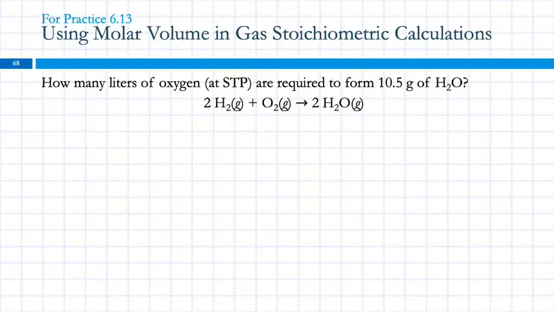How many liters of oxygen at STP are required to form 10.5 grams of H2O? So we've got the magic at STP. That means we can use the molar volume of a gas. 22.4 liters is equal to 1 mole. You can use the ideal gas law, but molar volume is a lot faster. So I want to make 10.5 grams of H2O, and I want to know how many liters of oxygen I need?